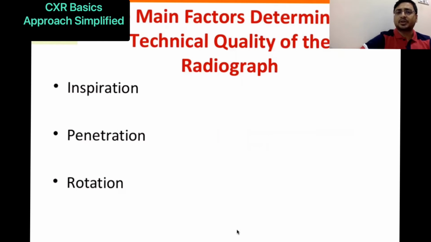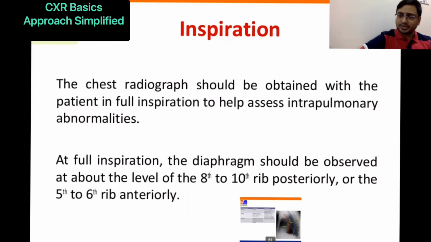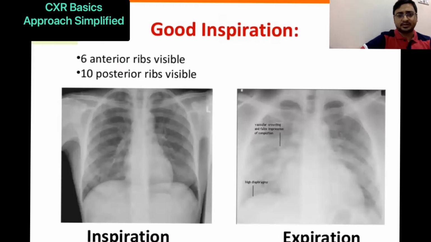Now coming to the main factors that determine a high quality chest X-ray: the inspiratory film, the penetration, and the rotation. Inspiration means the chest radiograph should be obtained with the patient in full inspiration to help assess the intrapulmonary abnormalities. In full inspiration, the diaphragm should be observed at about the level of the 8th to 10th rib posteriorly or the 5th to 6th rib anteriorly. This is how it looks.